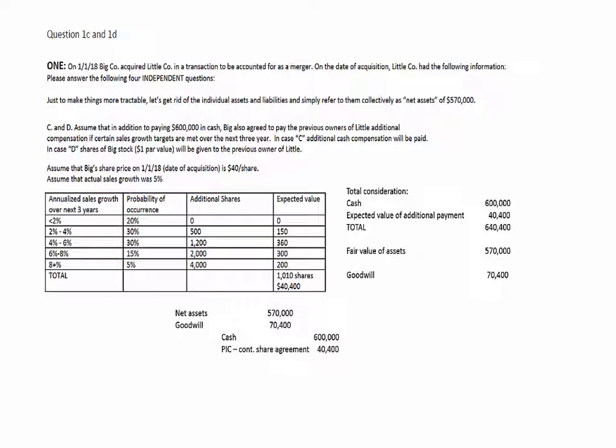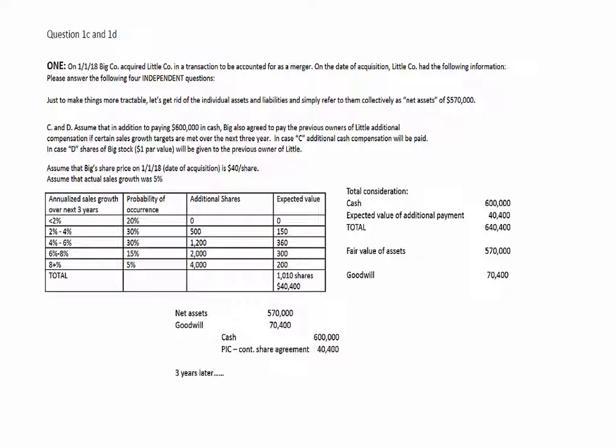If the share price subsequently rises to $1,000 a share, that doesn't matter as far as this accounting is concerned. Likewise, if the share value falls to zero, that doesn't matter as far as this accounting is concerned. When we entered into this agreement on January 1st, 18, the value of the consideration that we gave up was obviously the cash of $600,000 plus these promised potential shares, which on the date that we made that promise were worth $40,400.